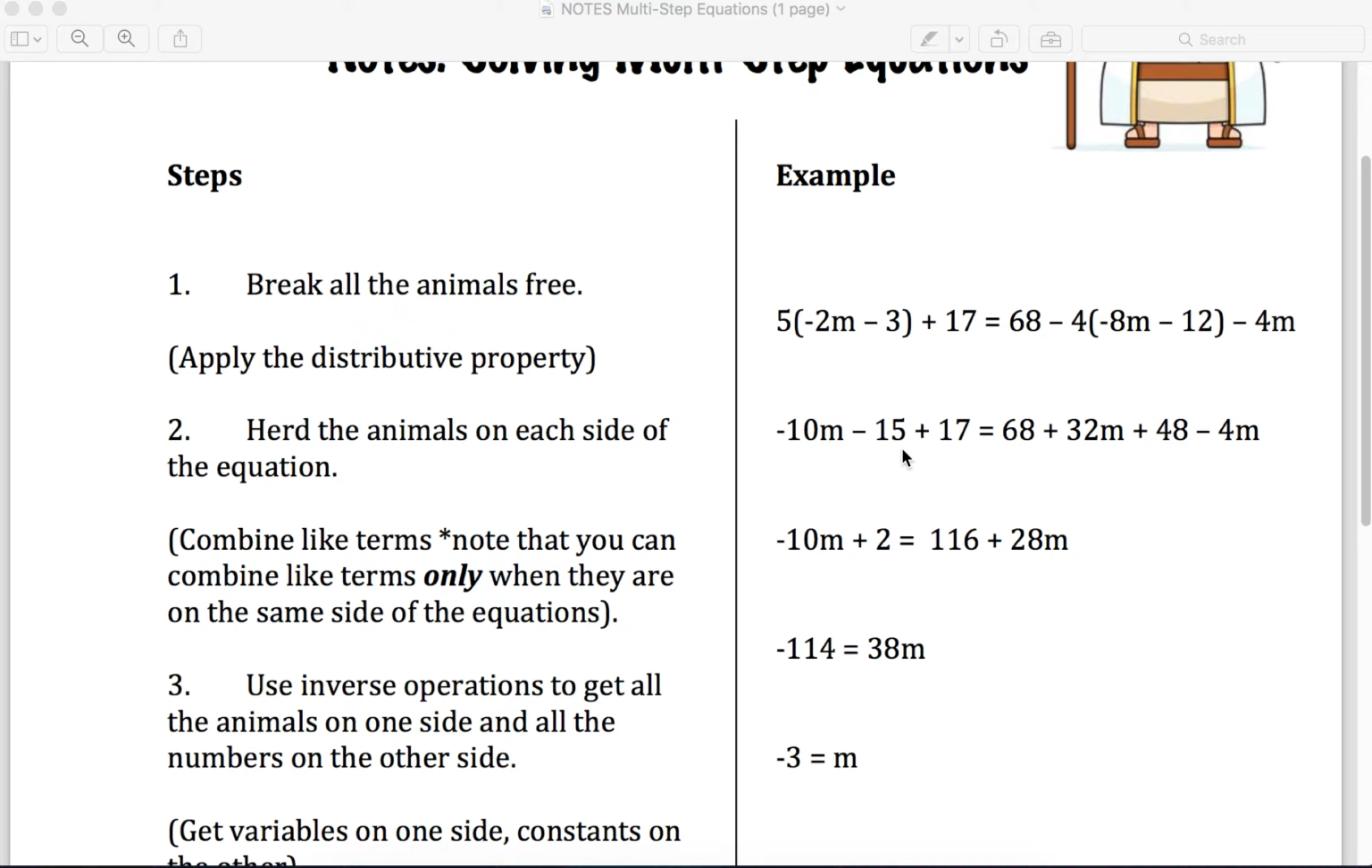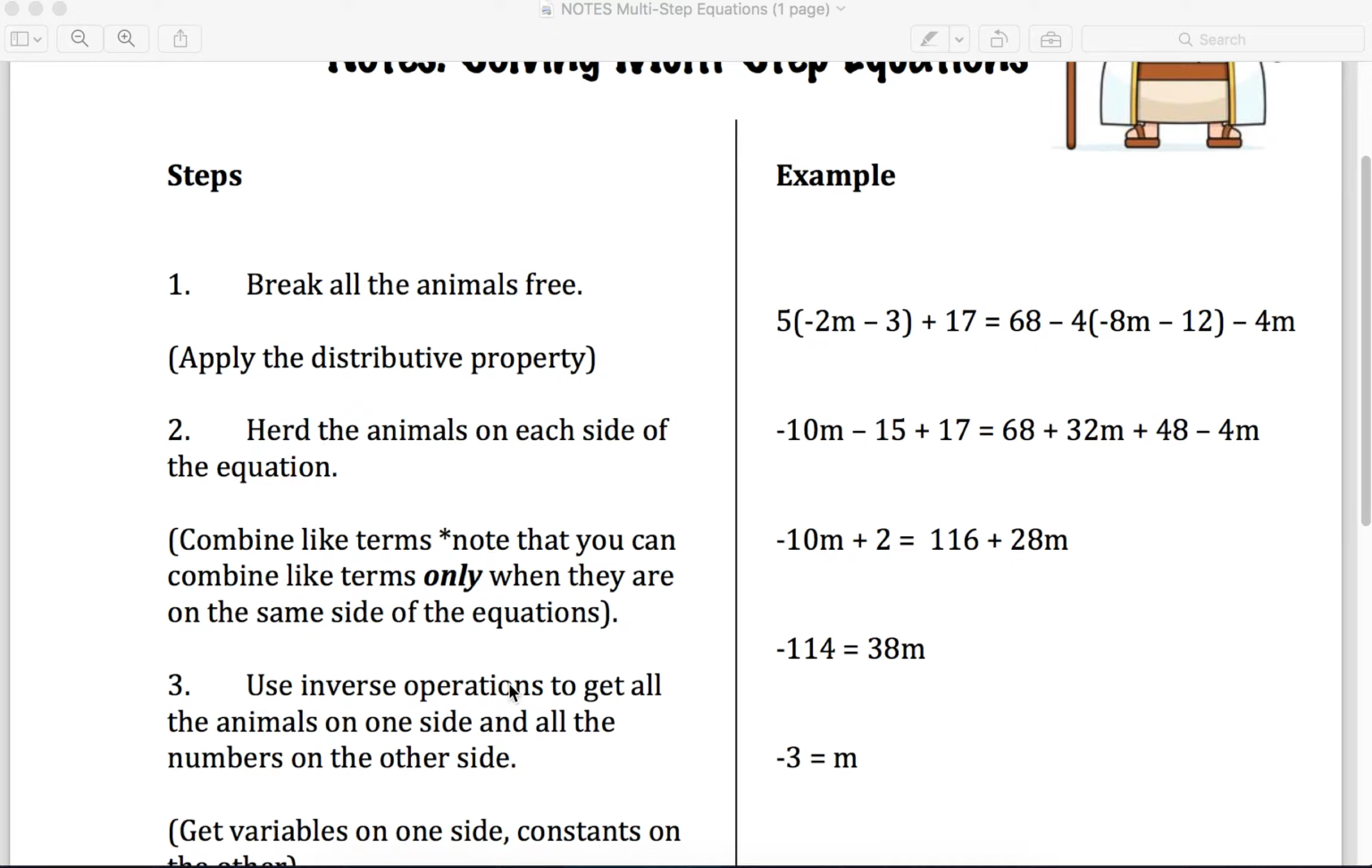There's no other monkeys, so that's fine. But we have two constants, negative 15 and positive 17. If we add those together, we get positive 2. So we're just simplifying each side now. On the right side, we have two constants, 68 and 48, which add to 116. And we have 32 monkeys plus negative 4 monkeys, which is 28 monkeys. So we've herded all the monkeys together on each side.